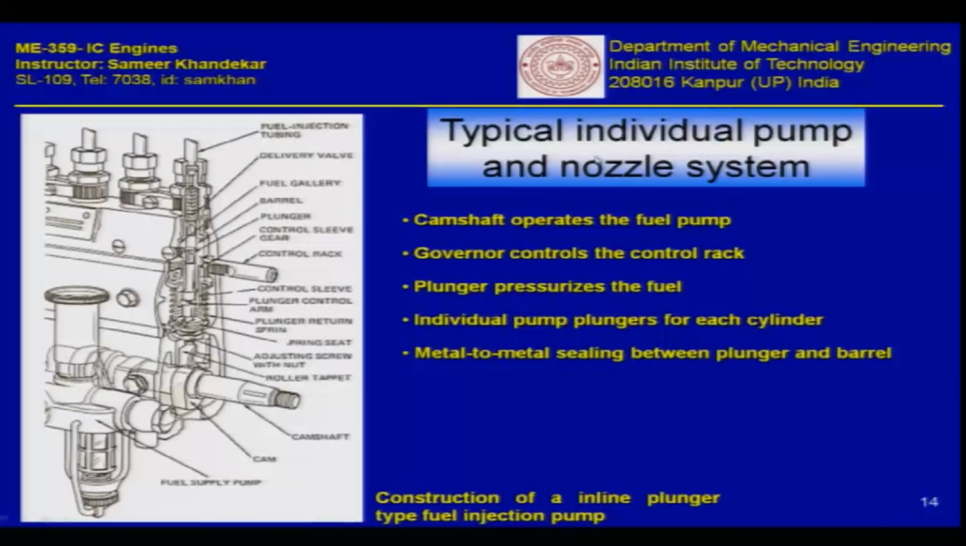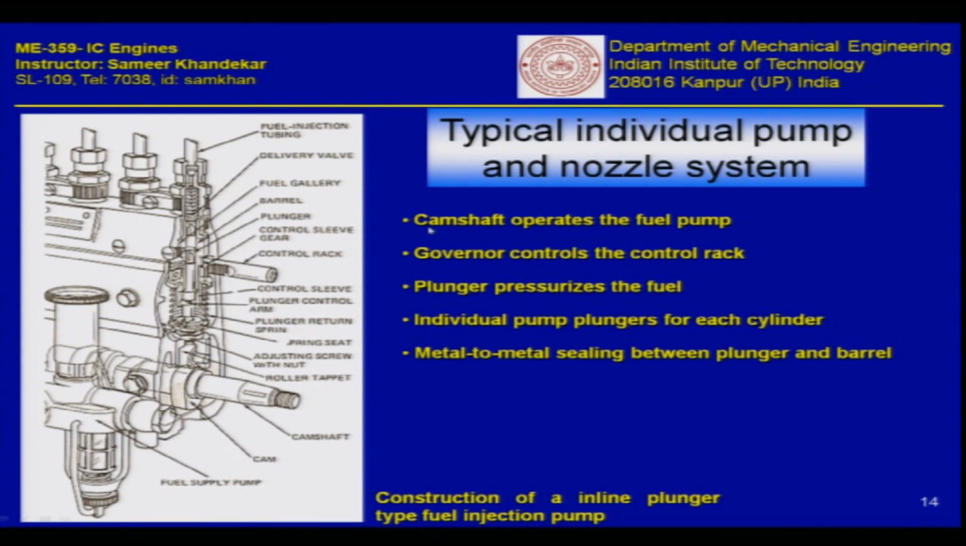So, the type of individual pump and nozzle systems. This photograph here shows you how a typical individual pump and nozzle system works. Okay. So, the first thing which you see here is a camshaft. There is a fuel supply pump, a small pump through the filter, a primary pump which supplies pressurized fuel to the fuel pump, and later on the fuel pump's work is to give high pressure delivery to the fuel injector nozzle.